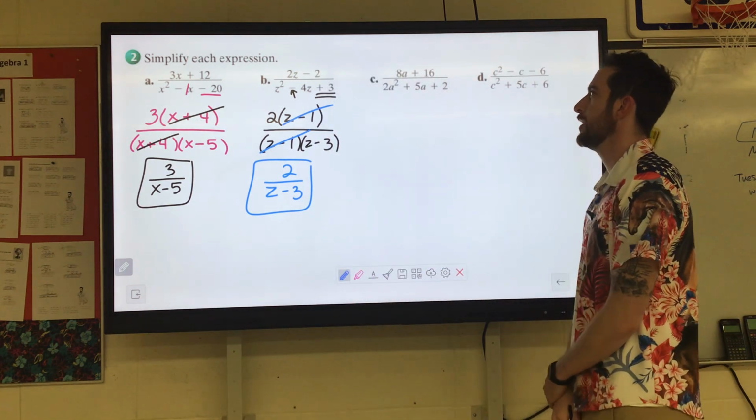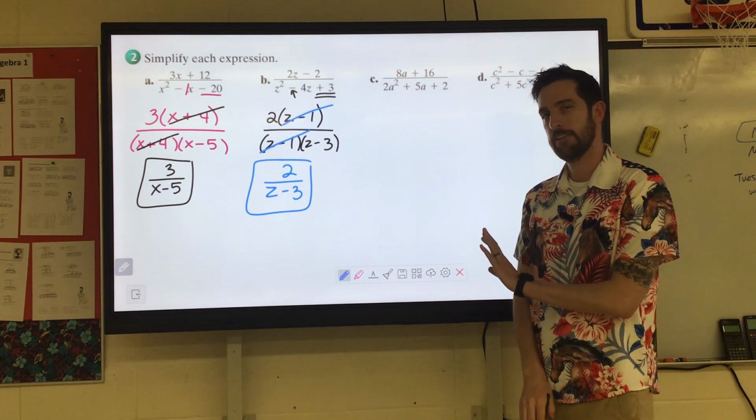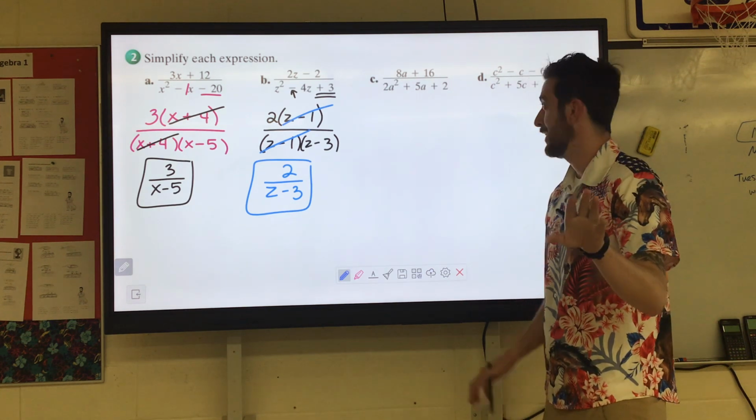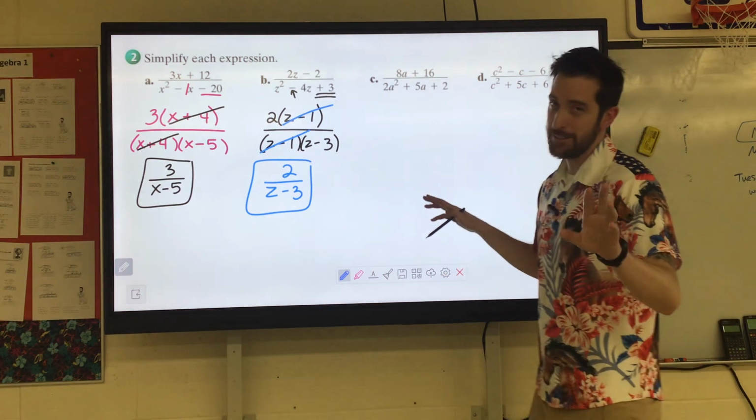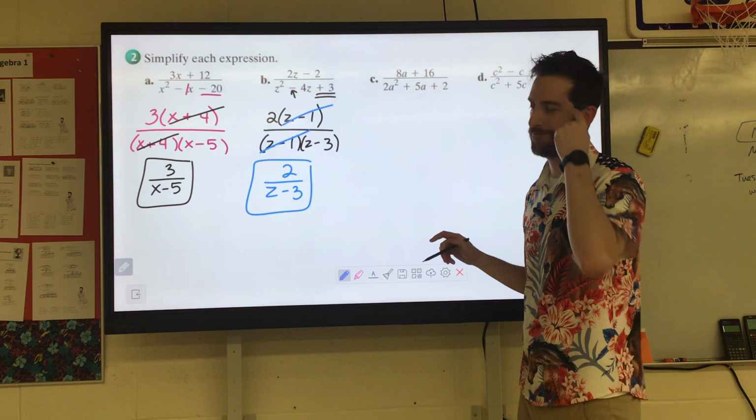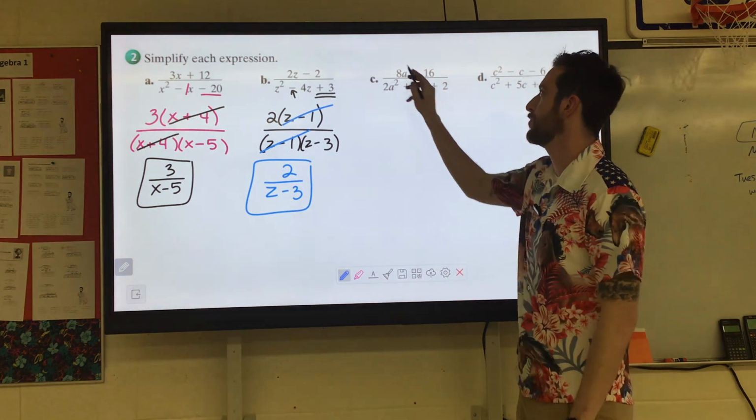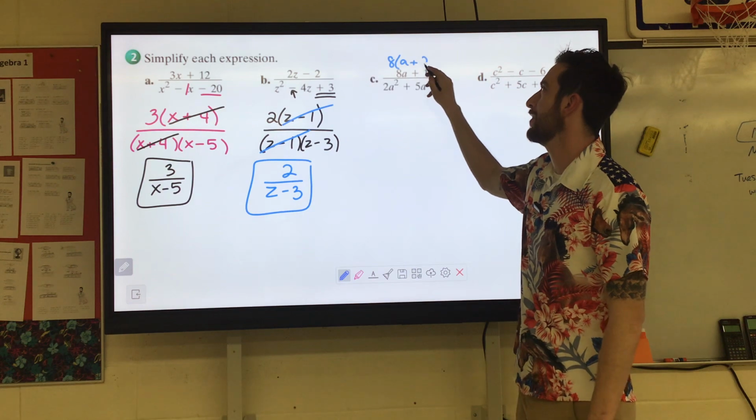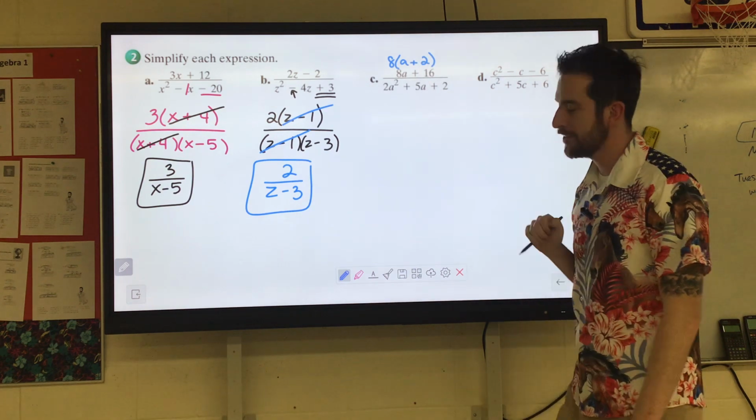8a plus 16. Well, I see that those are both divisible by 8. Now, I'm going to write this one above for now because I look at the denominator and I see there's a little extra work on this one. So for now, I'm going to write the 8 up here. 8 times a is 8a. 8 times 2 is 16. I look at the denominator.